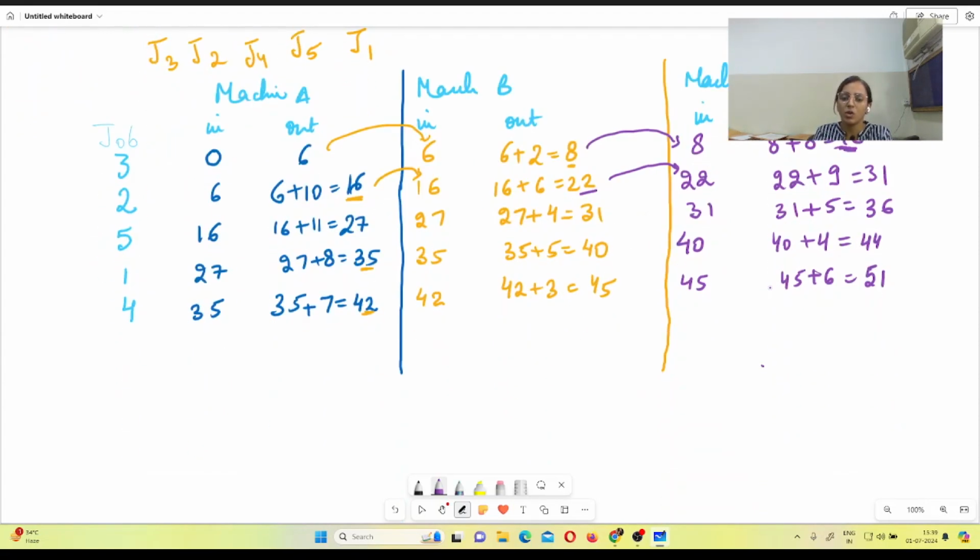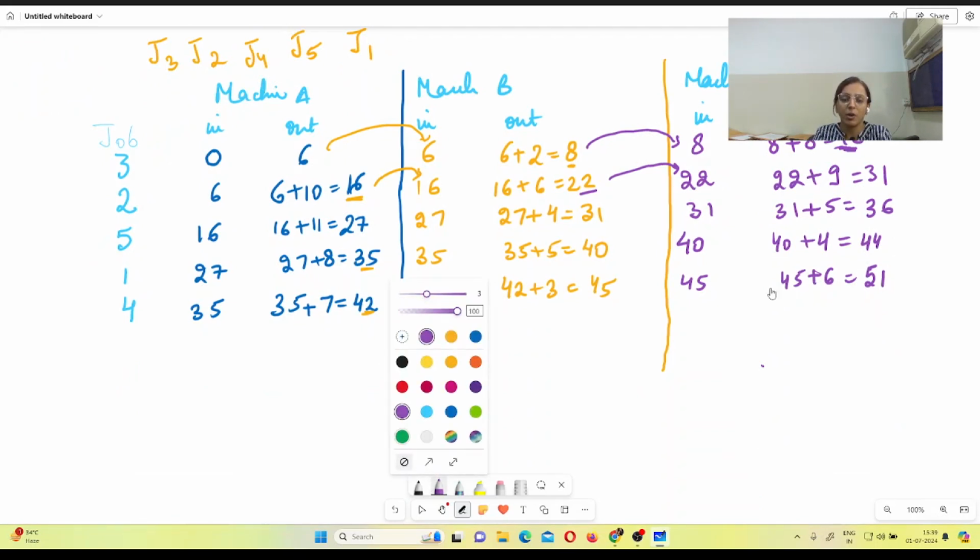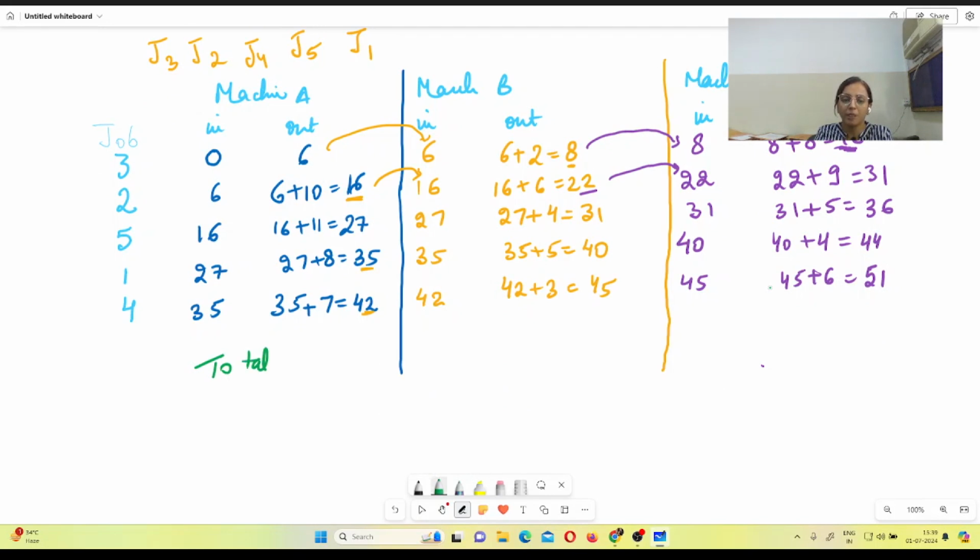Now what we have to do, again the same process. We have to write down the total elapsed time. Total elapsed time will be equal to 51 minutes, which is given as a processing time. It can be asked in this, whatever is given in the question. Now we have to find out the idle time for machine A.